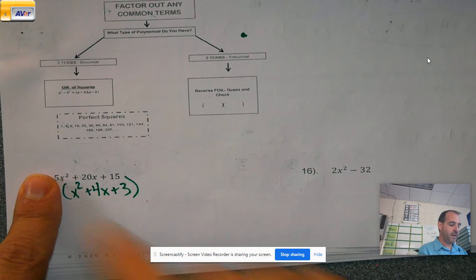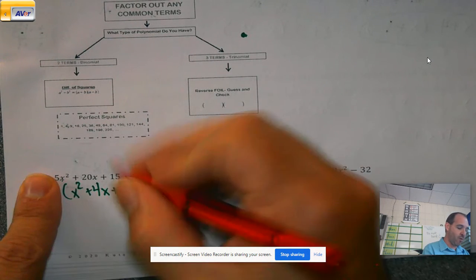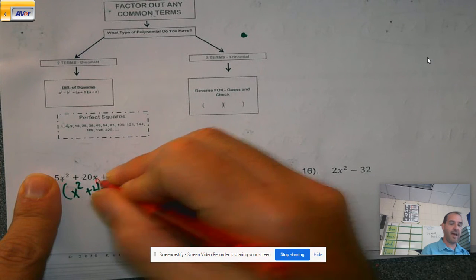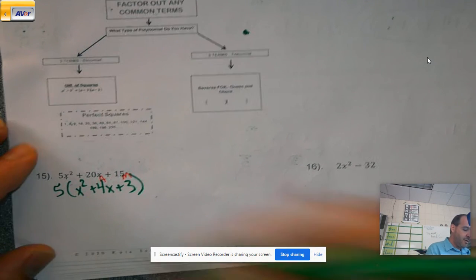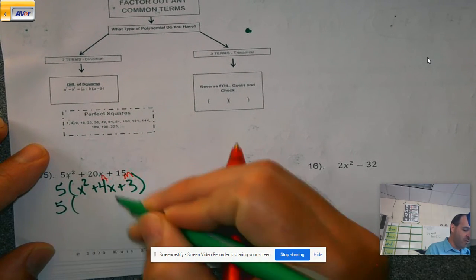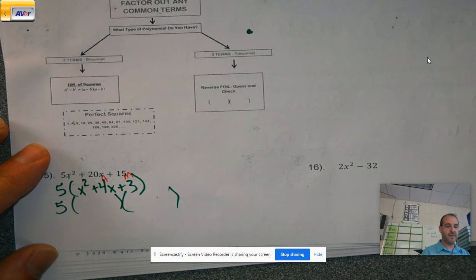Because now, it's just a regular diamond problem. It's a regular what multiplies to get the number on the end and adds to get the number in the middle. So the 5 stays hanging out. Don't have it go away. It hasn't gone away. Some people divide it out and think it's gone. It's not gone.